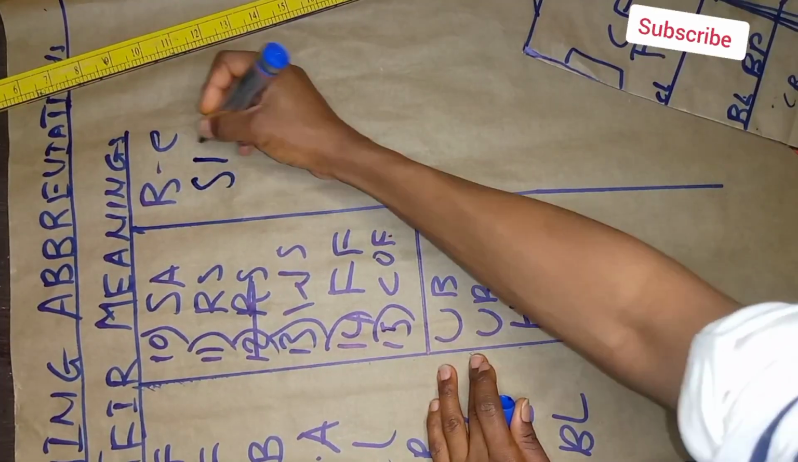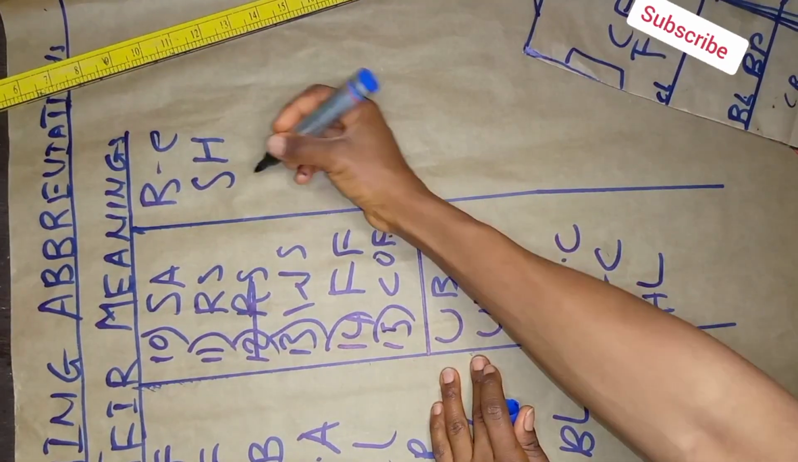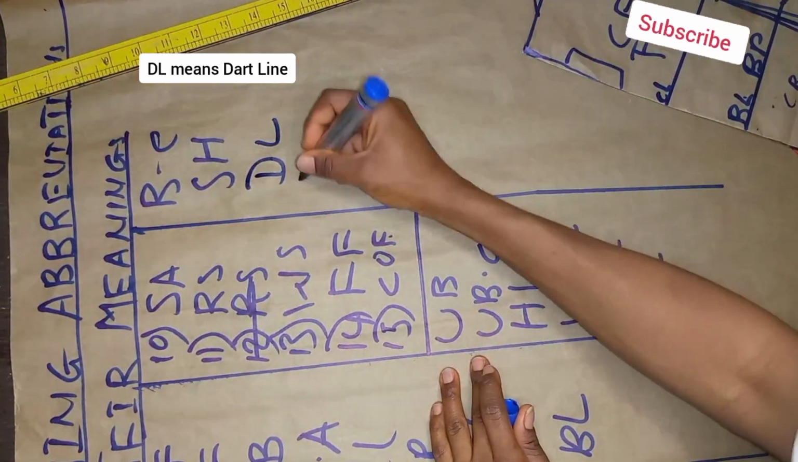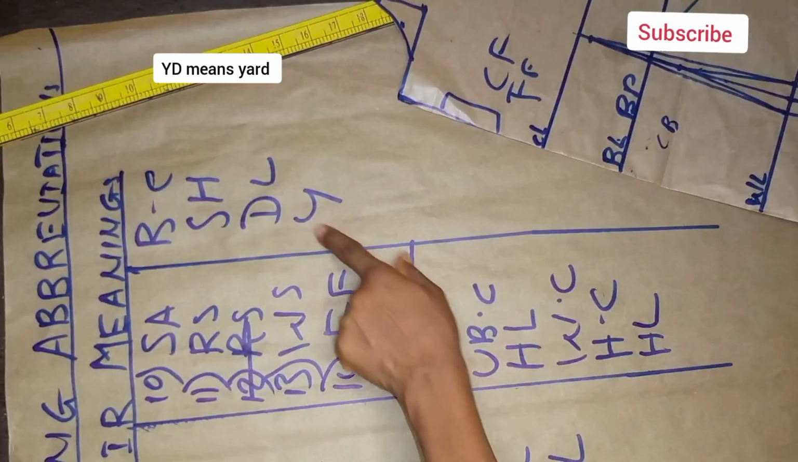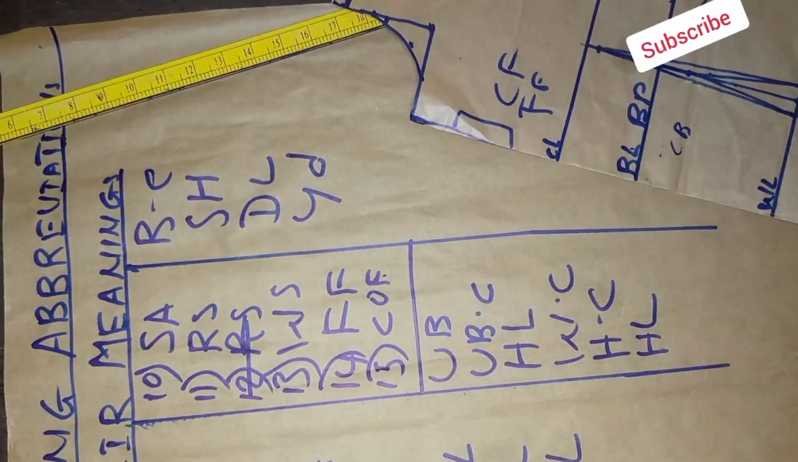Another one on my list is the SH. SH simply means shoulder measurement. YD means yards. That's the quantity of fabric you use. And that will be all for today.